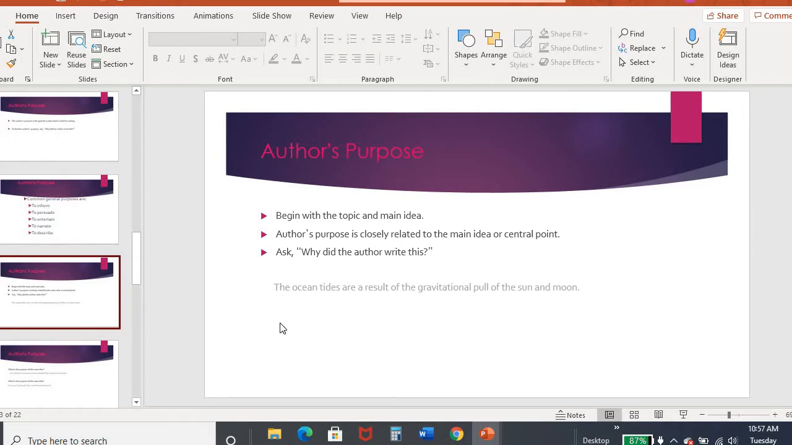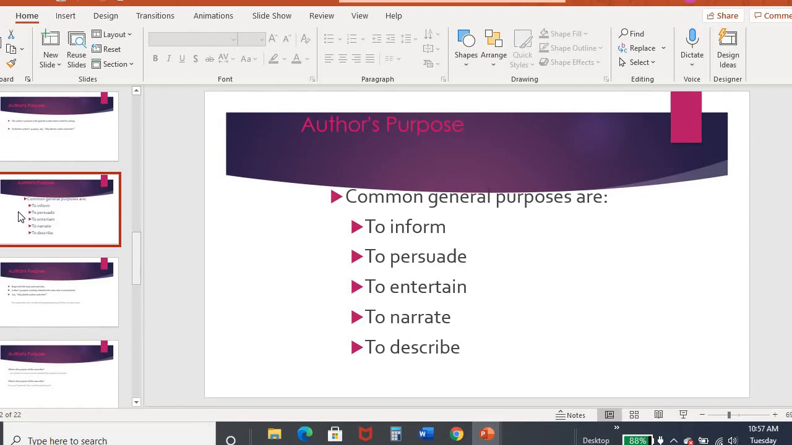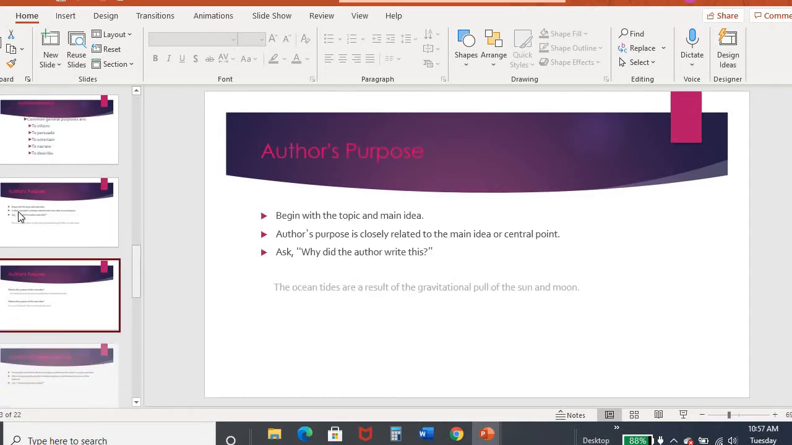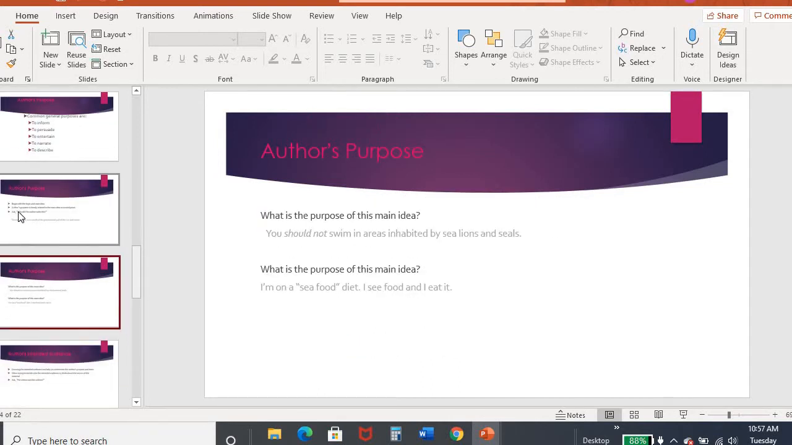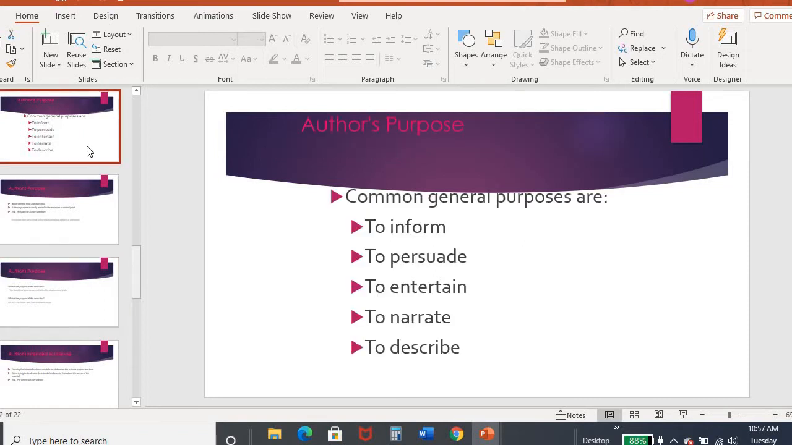So you have a little example here. The ocean tides are a result of the gravitational pull of the sun and the moon. Hopefully you can see that that was written to inform. That is giving information. You should not swim in areas inhabited by sea lions and seals. That is persuade. More often than not, if an author or a person says you should not do something, they're trying to persuade you, make you believe a certain way.